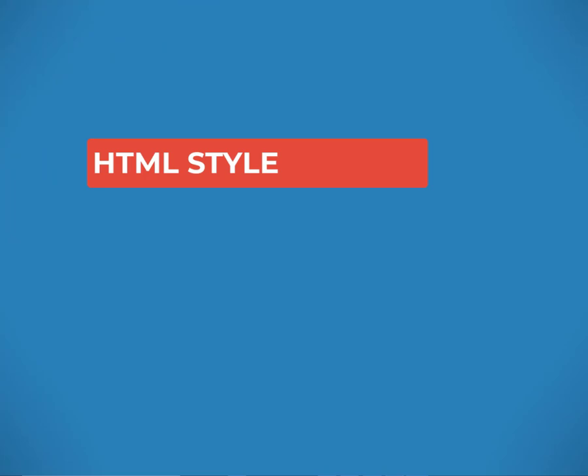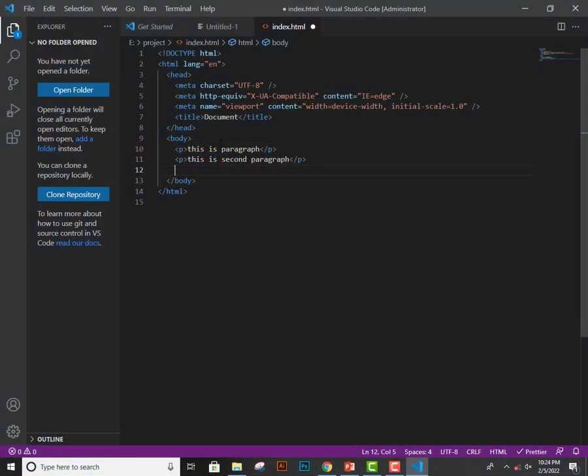Another part I'm going to teach you is HTML style. HTML style can be done by the style attribute. A style attribute can be helpful for us in an HTML file, for example, for changing the background color. Let me show you how we can change the background color of the body.